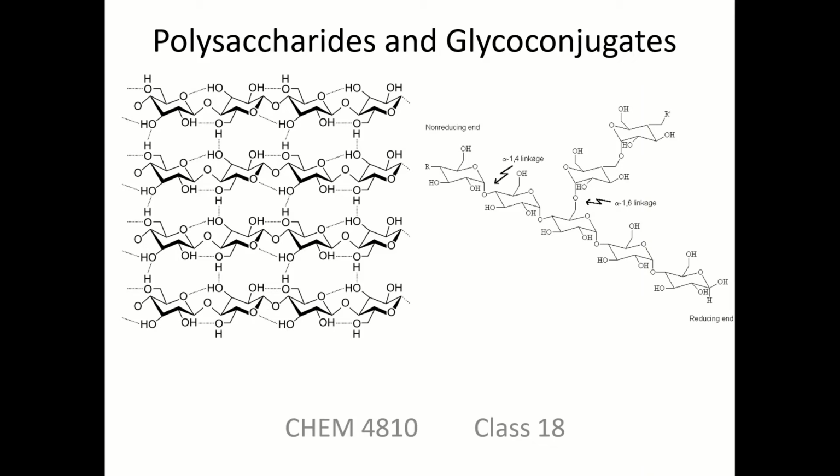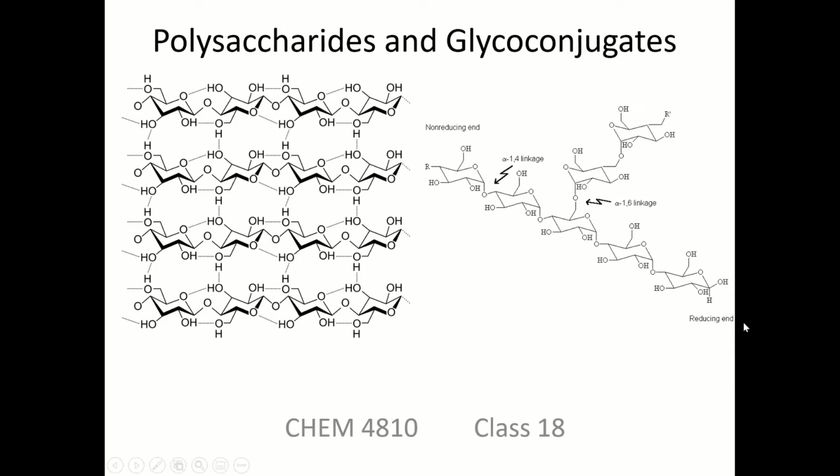Last lecture we talked about the structure of sugars, and we drew the Fischer projections and the ring projections of monosaccharides. Those are single sugar molecules. And then we also talked about when two sugars connect and make disaccharides via a glycosidic bond. This lecture will be building on that and discussing polysaccharides and glycoconjugates. Okay, polysaccharides are when many sugar molecules connect via glycosidic bonds. Glycoconjugates are when sugars connect to proteins.